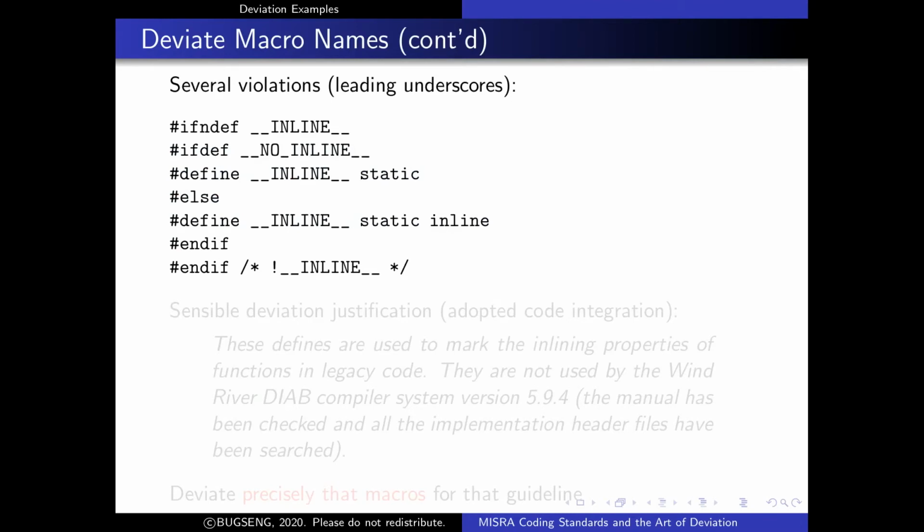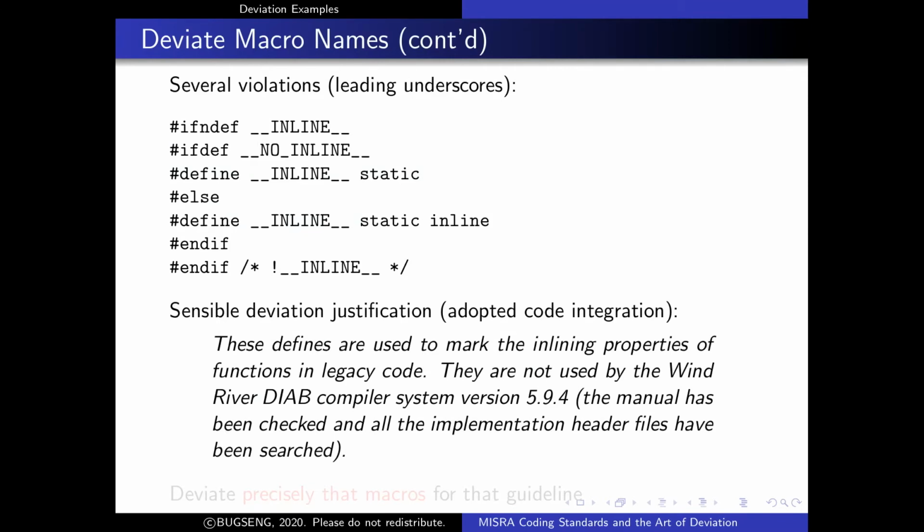Here we have another real-life example. We have adopted code that uses this in the header files. There are several identifiers which are defined, and these have leading underscores. Any identifier starting with a leading underscore is a reserved identifier. So the definition of underscore underscore inline underscore underscore is a violation.